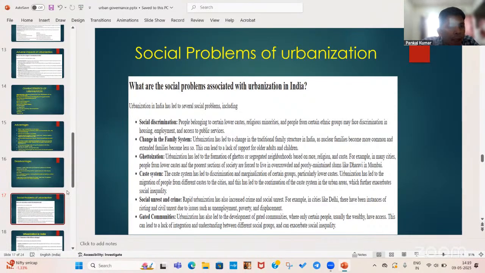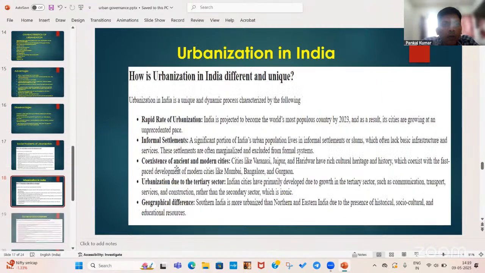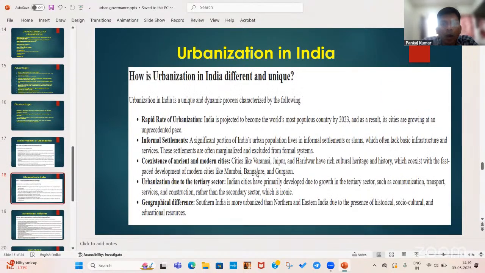Okay. Having discussed this, let us go into how urbanization in India is different. Urbanization in India is slightly different from urbanization in other parts of the world. So, what are some special characteristics of urbanization in India? Some India-specific characteristics of urbanization.